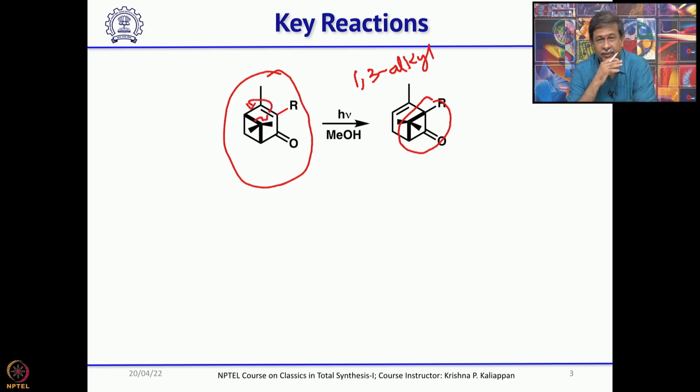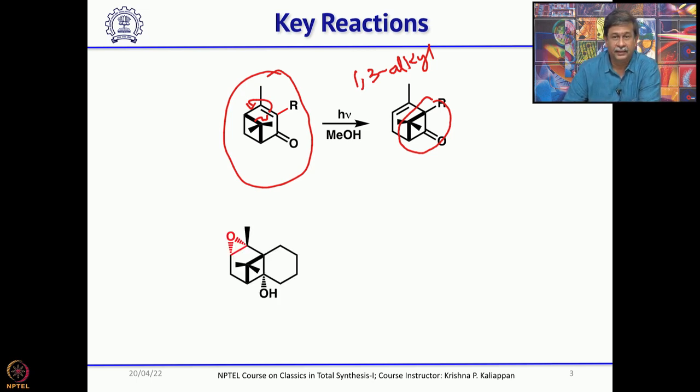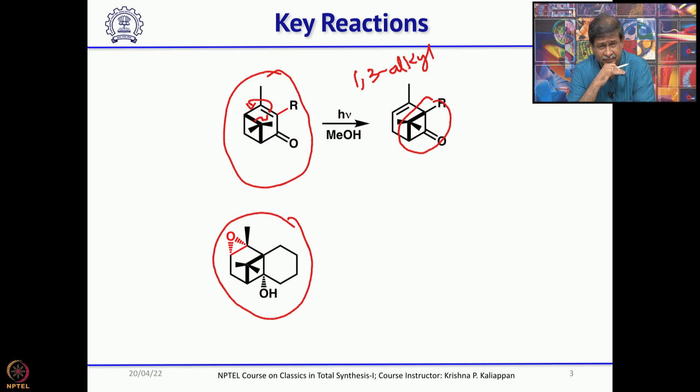Okay, so when we talk about the total synthesis, we know how important this 1,3 alkyl shift is in the whole synthetic program. The second key reaction is the fragmentation of an epoxy alcohol. The core structure only I have written. There are substituents which I will discuss when I talk about the real total synthesis. Here, if you look at the hydroxyl group, upon treatment with base, it can come like this and open the epoxide. If you look carefully, you have already a 6-membered ring.